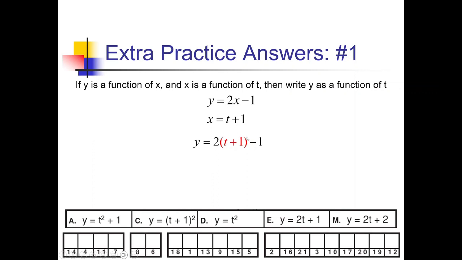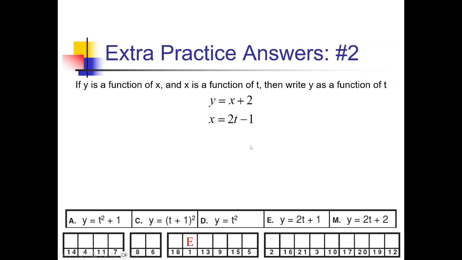If I distribute this 2, I've got 2t plus 2 minus 1. And then 2 minus 1 is just 1. So we have y equals 2t plus 1 when the dust settles. That matches choice E, so I'm going to put that in box number 1 here.